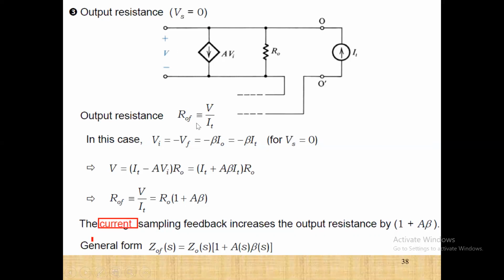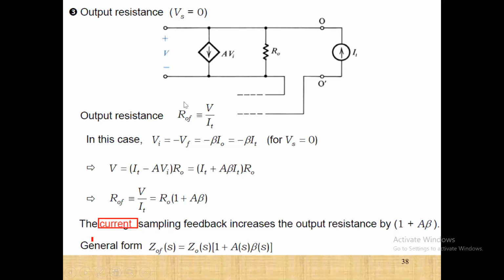Now this V you can always write as the voltage across R naught, and that is nothing but the current in R naught times R naught. The current flowing here plus the current flowing here will be the current here, so the current flowing here will be this minus this: IT minus A Vi. So V is equal to IT minus A Vi into R naught.